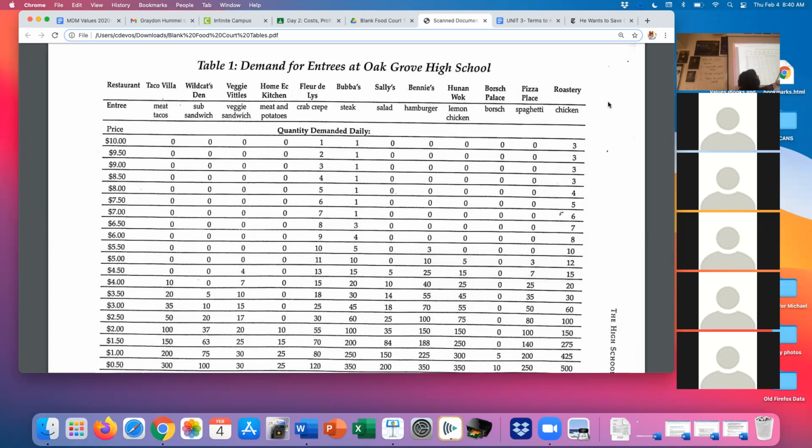Hunan Wok, the Borscht Palace, remember that delicious, tasty beet soup? Pizza Palace, I don't know if they call it Pasta Palace because they're selling spaghetti, and the Roastery is going to sell roast chicken. All right, so if we look at this, and we're going to do more about demand tomorrow.